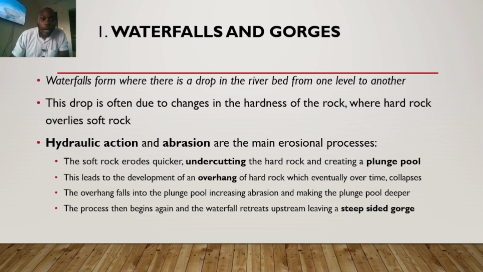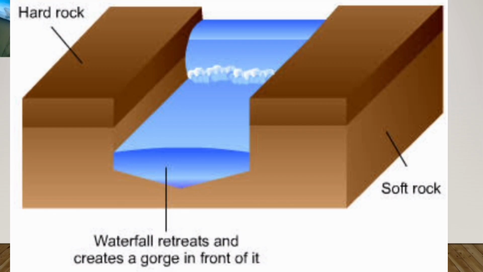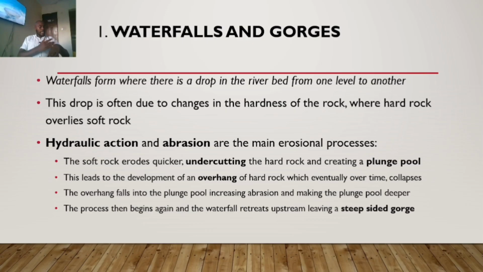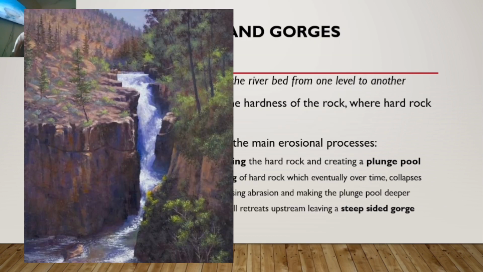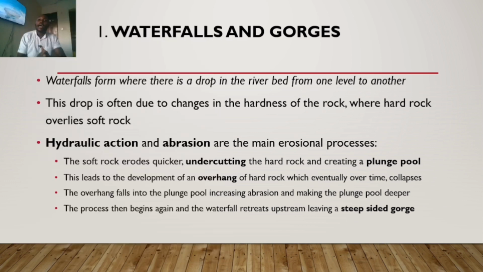Now the process begins again and the waterfall retreats upstream, leaving a steep-sided gorge. So that process will be continuing. Remember, there's that soft rock here. The process will be continuing, leaving an overhang, and then collapsing, creating another new waterfall. So that flat surface that is left there with some steep sides is what we call a gorge. Understood? So I believe now it's clear. You understand what a waterfall is, how it's formed, and how that results in the formation of those gorges.